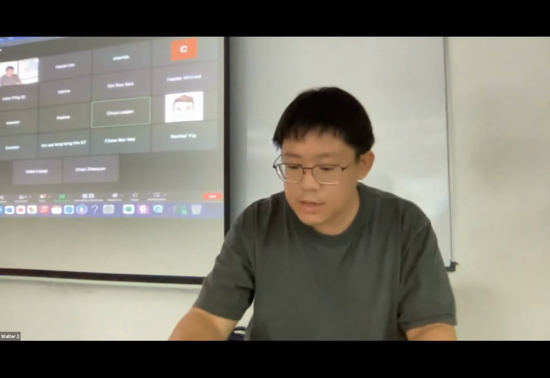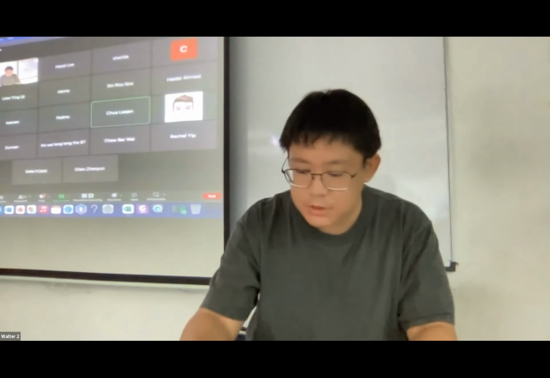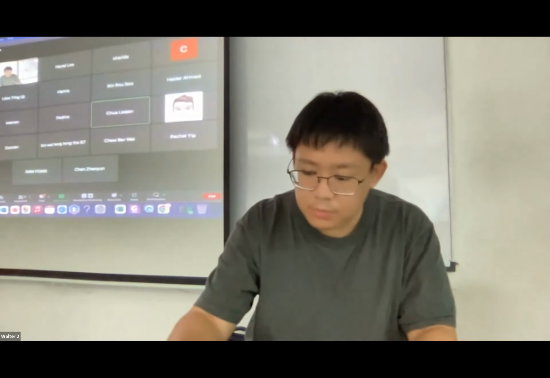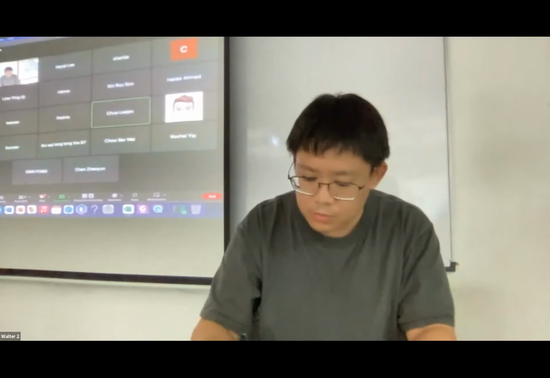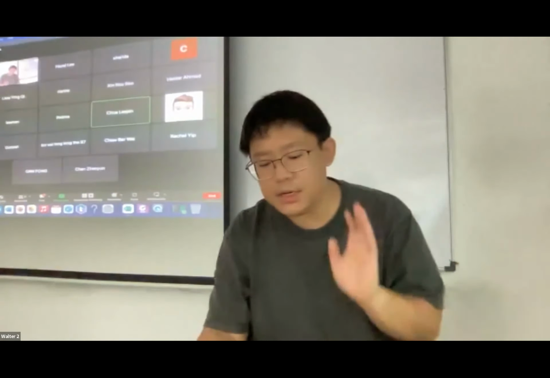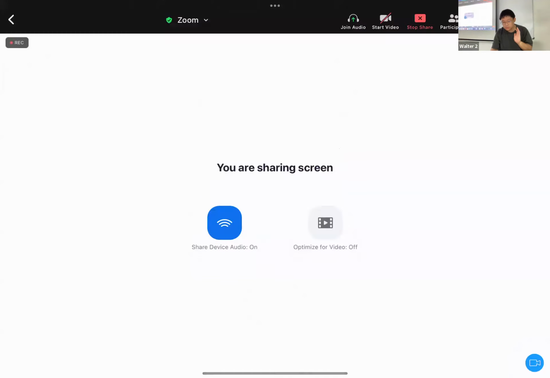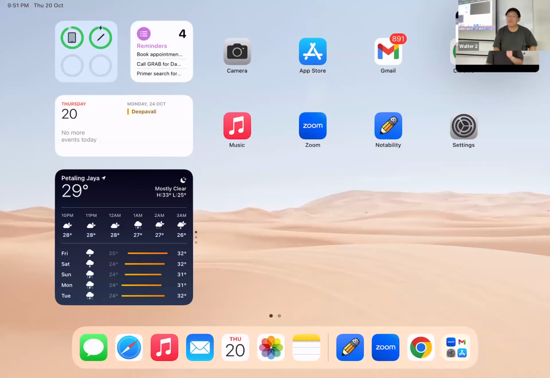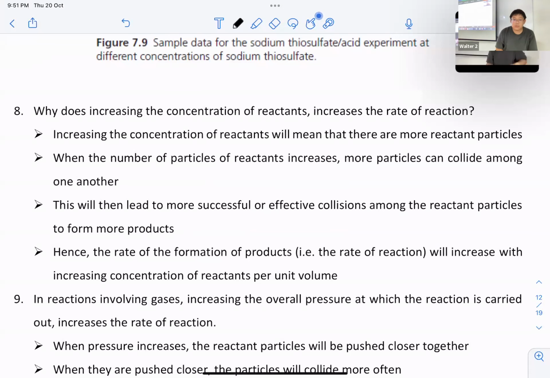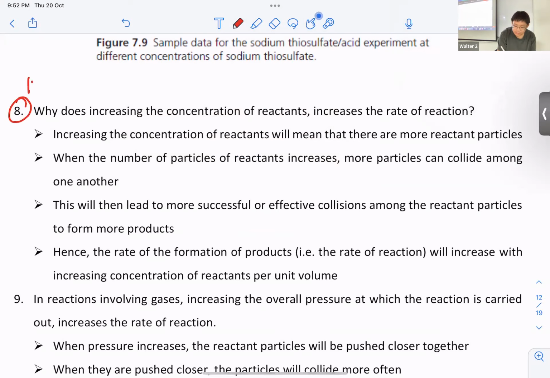Let me just share my screen. Why does concentration actually affect the rate of reaction? So this is the mechanism, okay? This is the mechanism-wise. If you have this, you see here, why does increasing concentration actually increase the rate of reaction? Again, we are going to explain this in terms of collision theory, okay?